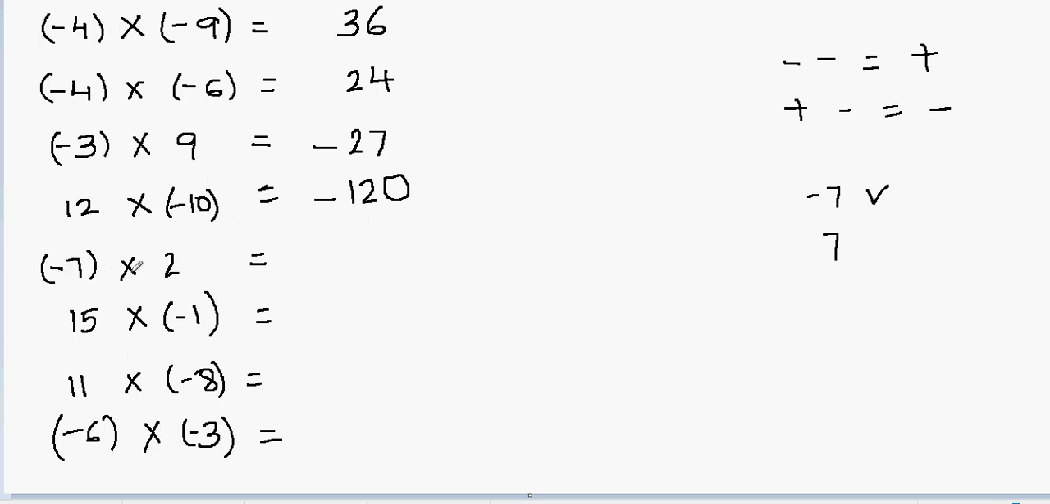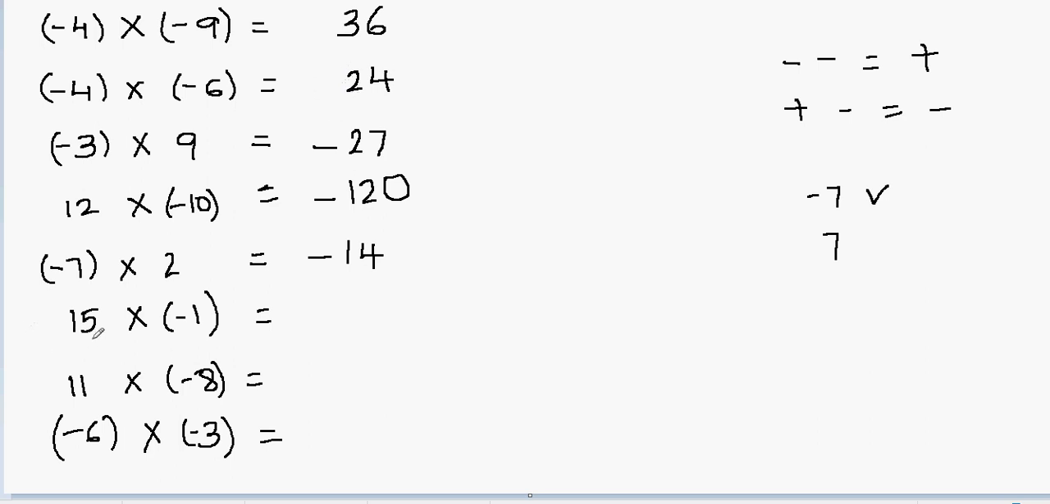Next is negative 7 times 2. First of all, you multiply the numbers. 7 times 2 will give me 14. And then I will see that this is a negative integer, this is a positive integer. The product of a negative and a positive integer will be negative. If you have just one negative sign, then you put the negative sign in front of your answer. If you have two negative signs, you will change the sign to positive.